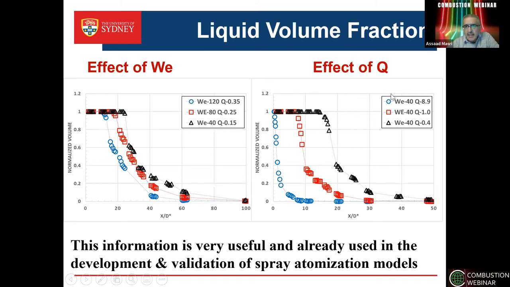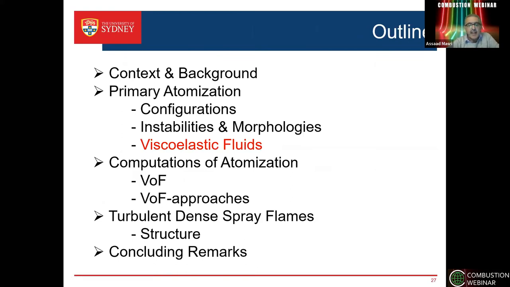This now on the right-hand side is the effect of Q, the momentum ratio, which increases from 0.4 for black to 1 for red to 8.9 for blue. And you can see here a marked effect of the momentum ratio, where for 8.9, the atomization process occurs almost instantaneously right at the exit plane of the liquid and then decays at a much quicker rate. So this information is extremely useful, and that's already being used in the development and validation of models for atomization.